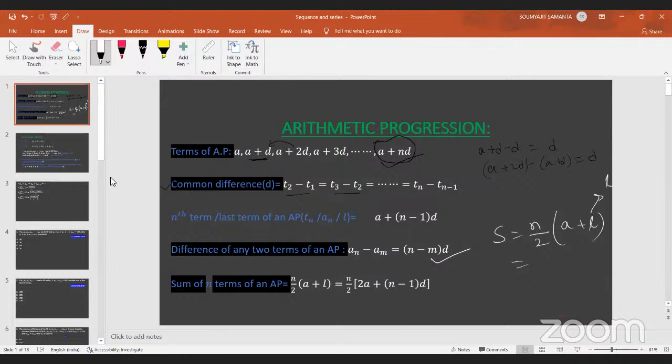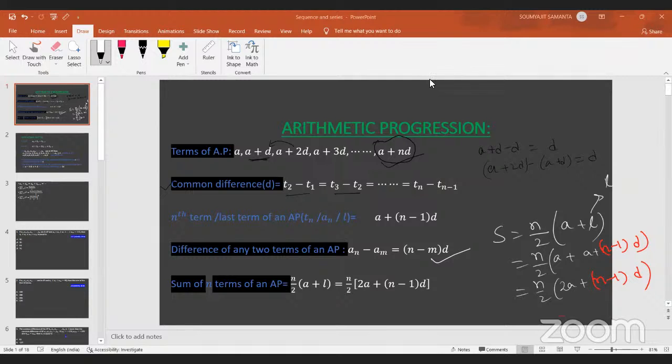What about if the last term is not known? Then we can find this as A plus L, where L is the last term, that is nothing but A plus (n minus 1) into D. So we'll get n by 2 into (2A plus (n minus 1) into D). So this goes for sum of n terms of AP.